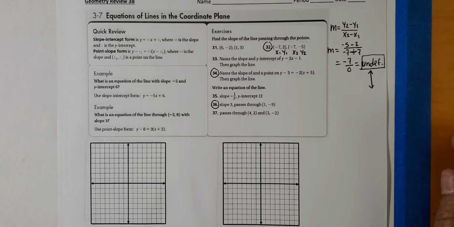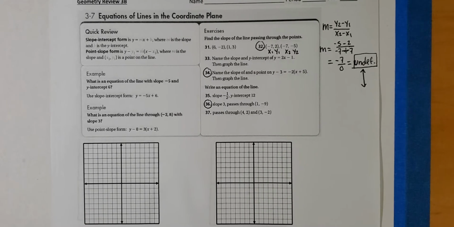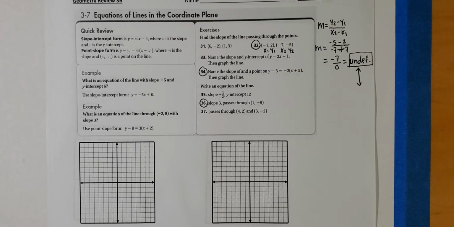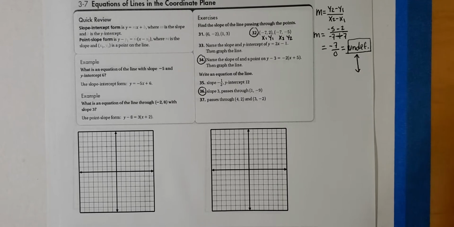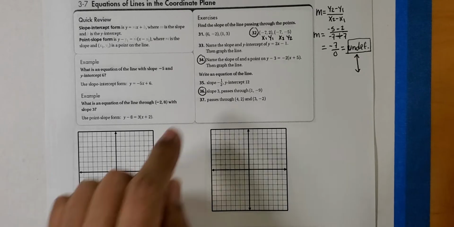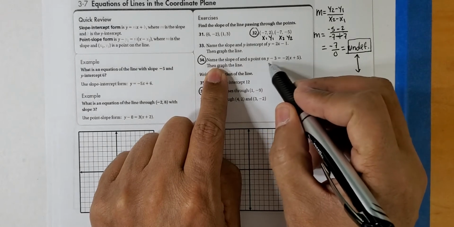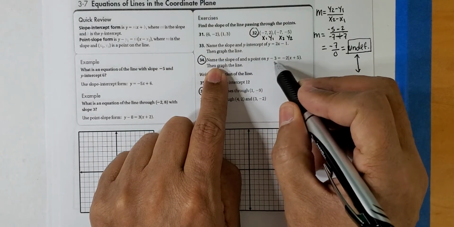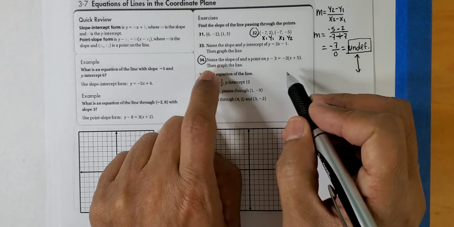All right. Any questions on number 32? You guys see this? I'm going to zoom in so you guys can see a little bit better. All right, so let's go then to number 34. Number 34 is asking you to name the slope and a point on y minus 3 equals negative 2 times x plus 5, and then graph the line.